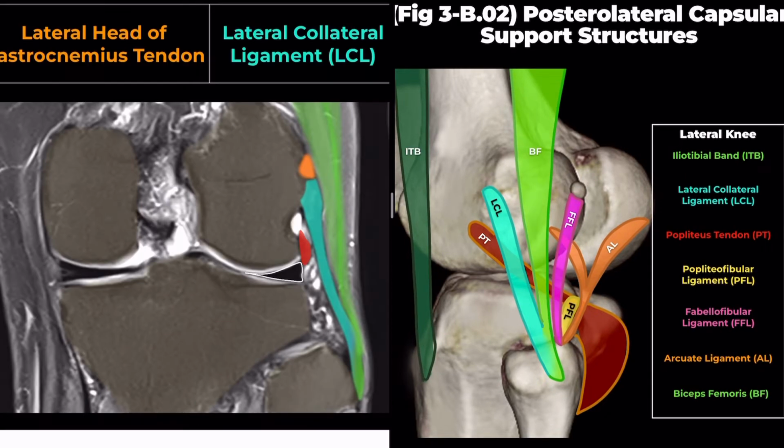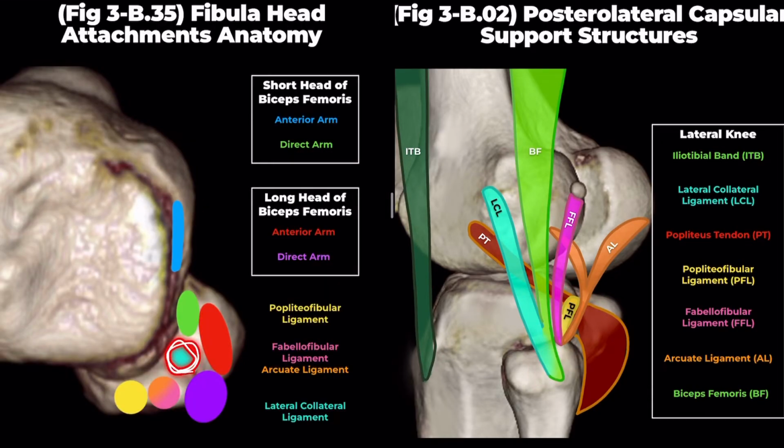The LCL overlies the popliteus tendon at the level of the popliteus sulcus. The LCL insertion is anterior and lateral relative to the attachments of the fabellofibular and arcuate ligaments.